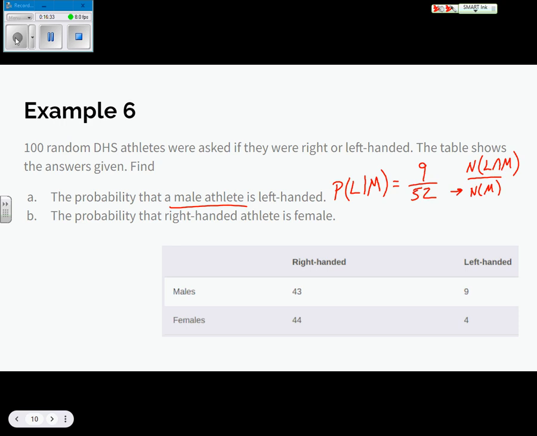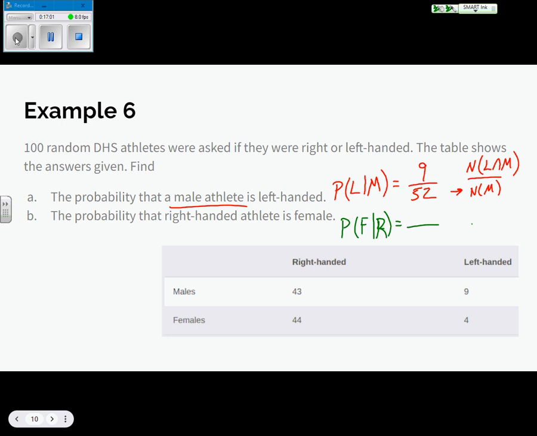Let's reverse it up a little bit. I'll work it through with you. I won't turn you loose on this one because this is kind of confusing. I want to find the probability that a right-handed athlete is female. So I want to find the probability that I'm drawing a female given that they are left-handed. I'm sorry, it definitely says right.